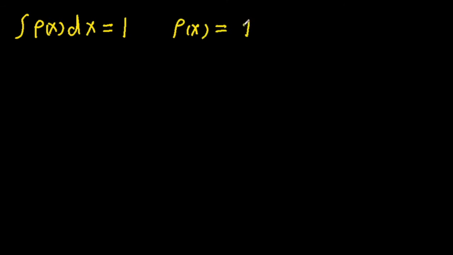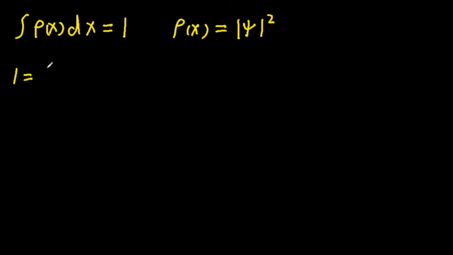Question A. Normalize psi. That is, find capital A in terms of a and b. The integral of the probability density rho of x dx equals 1, and the probability density rho of x equals the squared absolute magnitude of psi.